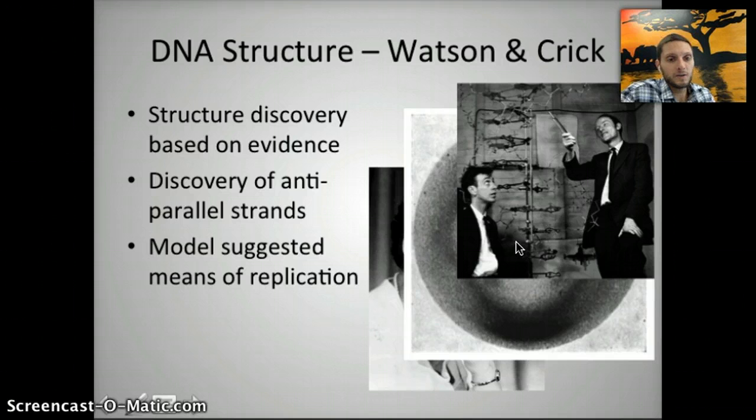Additionally, this model also suggested a means of replication, and if there's an anti-parallel arrangement of DNA, it suggested a means of how that DNA molecule is actually replicated, and that is what we'll get into in our next video, DNA replication.